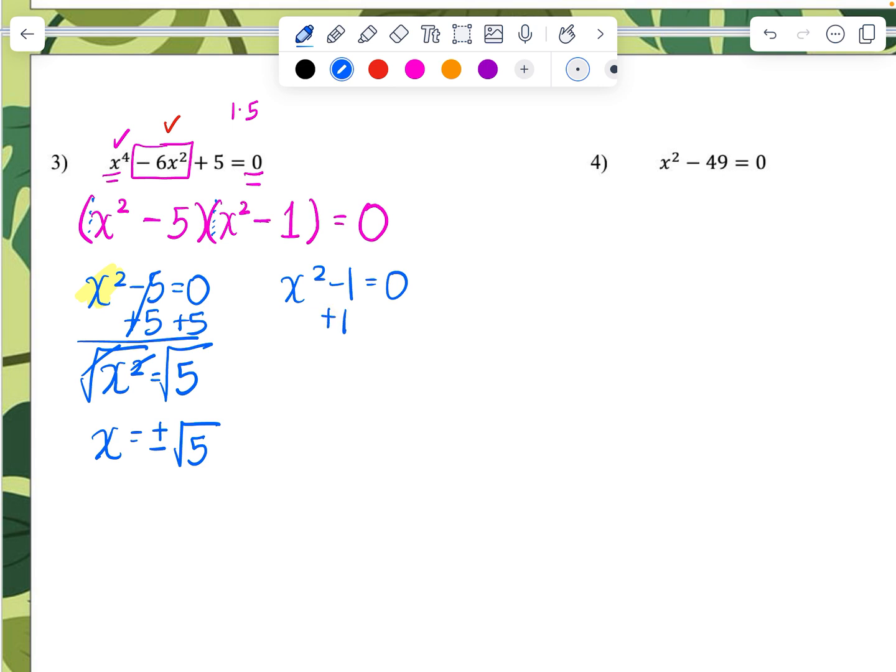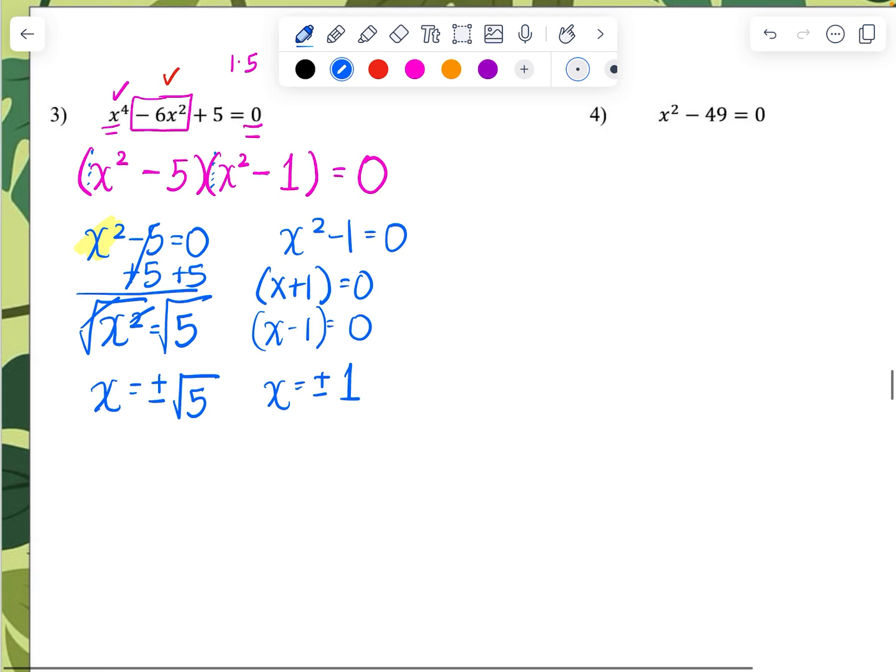I'm going to go ahead and do the same thing. Well, this one I might treat a little bit differently. I know that x squared minus 1 is the difference of perfect squares. I could do this using square roots, or I could say I know that x plus 1 equals 0 and x minus 1 equals 0, that those are my two factors. So x is also equal to plus or minus 1.